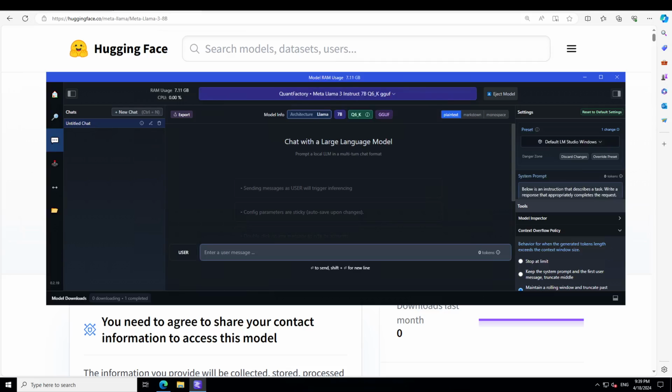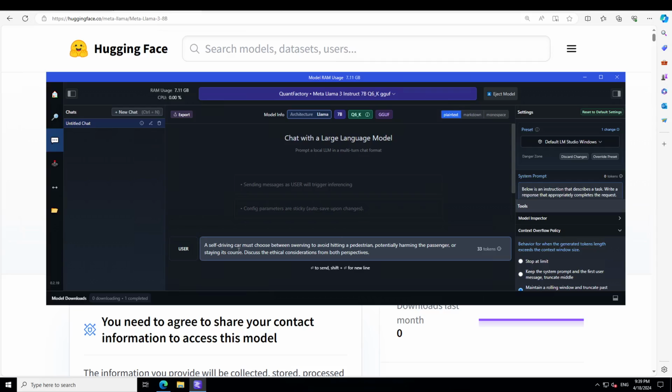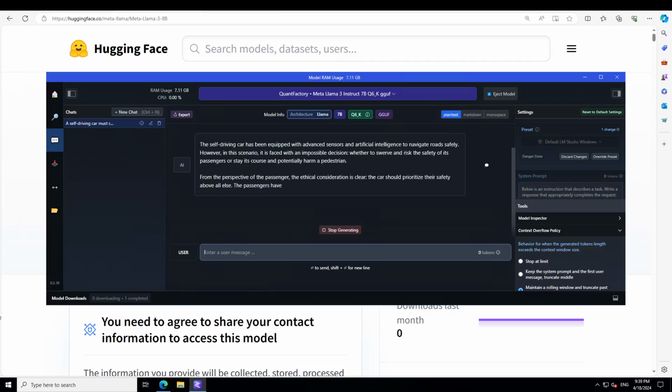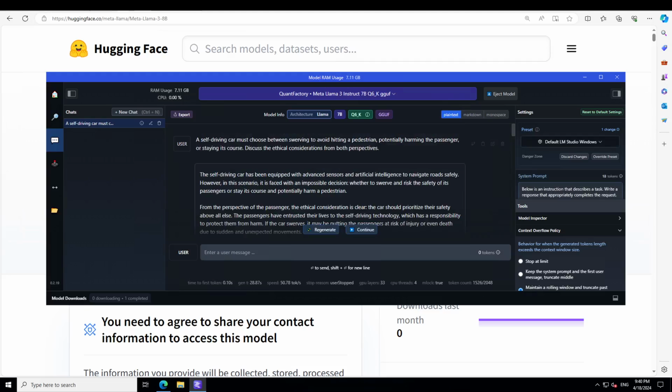Okay, Llama 3 is downloaded and installed in our LM Studio on Windows. Let's play with it. So let's first give it some reasoning questions to see how it performs. First question I'm asking it is quite a complex one: a self-driving car must choose between swerving to avoid hitting a pedestrian, potentially harming the passenger, or staying its course. Discuss the ethical considerations from both perspectives. Let's wait for it to finish.